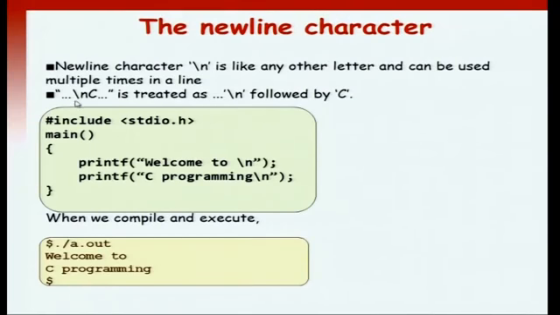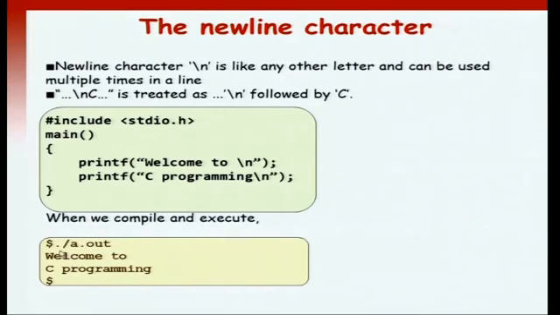The new line character \n is like any other letter and can be used multiple times in any particular line. For example, if you have something to print followed by \n followed by C followed by something to print, this will be treated as so many characters and then a new line followed by C. So let's see a particular example. If you have the old program that we just wrote, but we end each message with a \n, so we have printf "welcome to\n", printf "C programming\n". When we compile and execute, we will see something new.